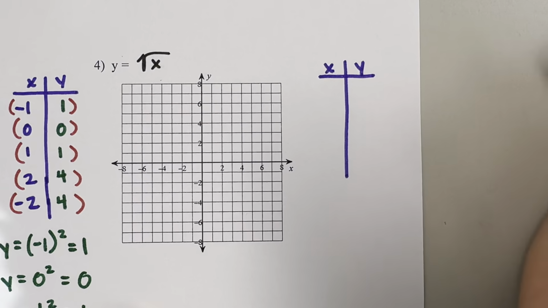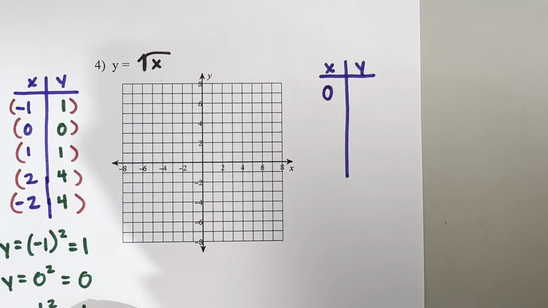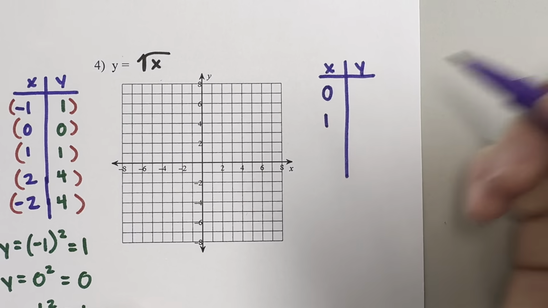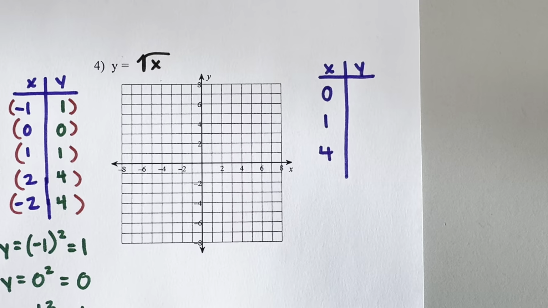I want to choose numbers that I know will give me a pretty number when I square root it. For example, okay, I know 0 is a perfect square. I know 1 is a perfect square. And I know 4 is a perfect square. Okay, so I'm actually going to choose those 3 numbers to plug in. Because they are perfect squares, I can square root them and it'll give me a pretty number. Okay, well, let's do it.